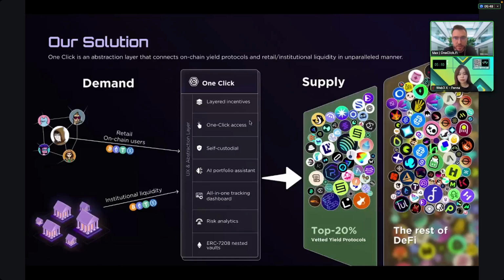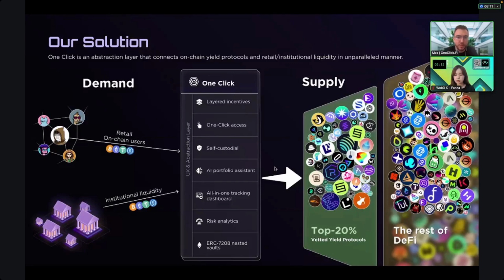So our solution is to combine the two through a middle layer between demand and supply. On the left side we have the capital allocators, which is the retail and institutional liquidity that's looking to deploy into the good DeFi protocols. On the right side, we have the top 20%, the vetted subset of DeFi, to which we provide one-click access through a non-custodial app.